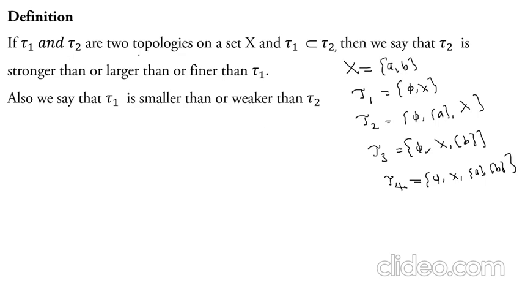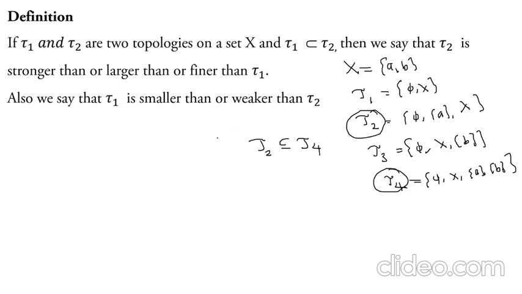So let us take tau2 and tau4. Tau2 and tau4 are two topologies on the same set X, and we have tau2 is a subset of tau4. Then we say that tau4 is said to be stronger than tau2, or larger than tau2, or finer than tau2.